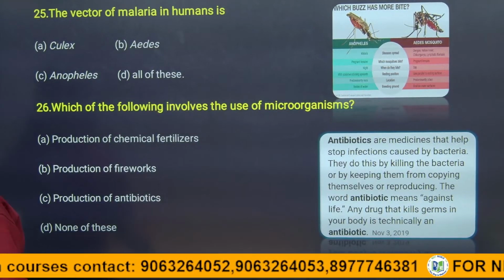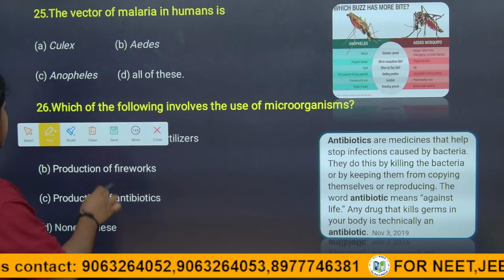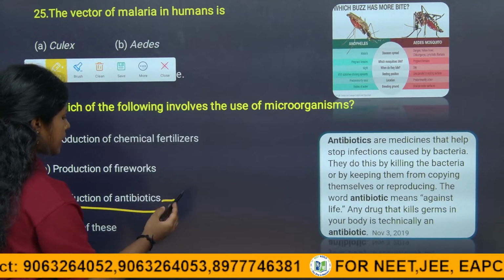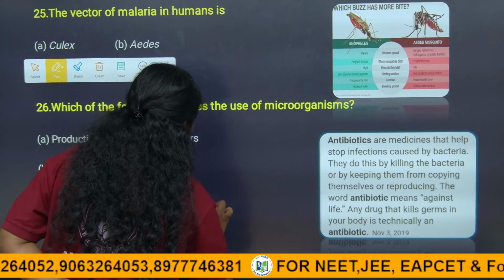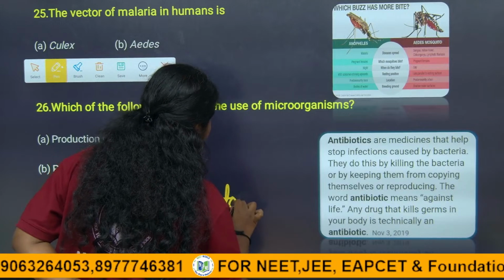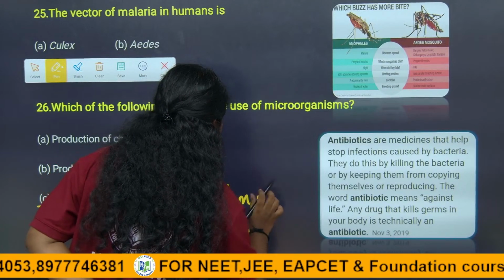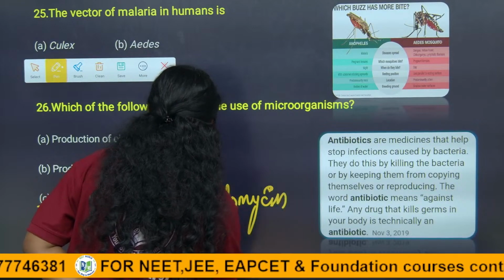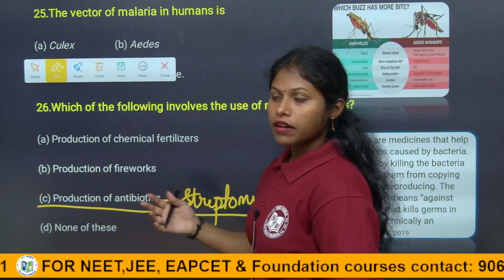So, here what are the examples of antibiotics, children? The antibiotics examples are penicillin and streptomycin. Penicillin we already know, children, and streptomycin are the examples of antibiotics.